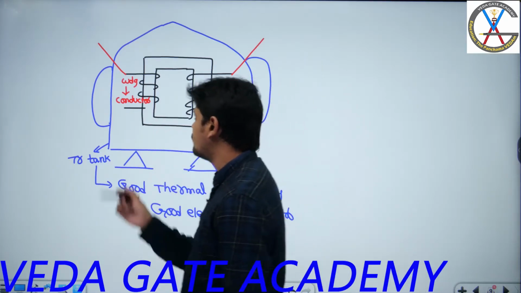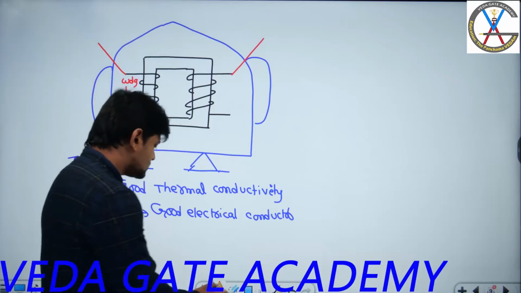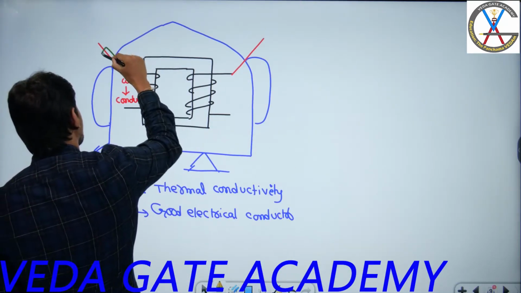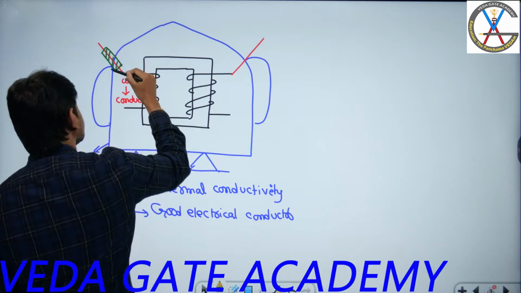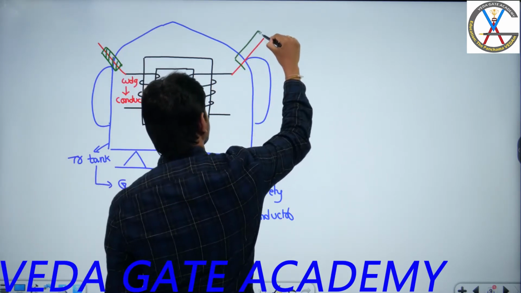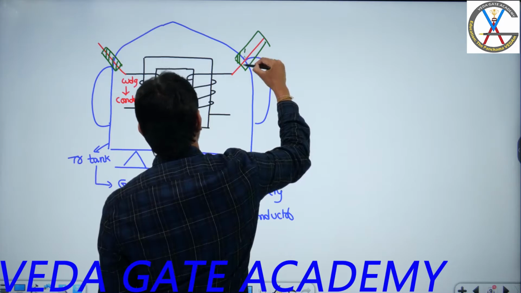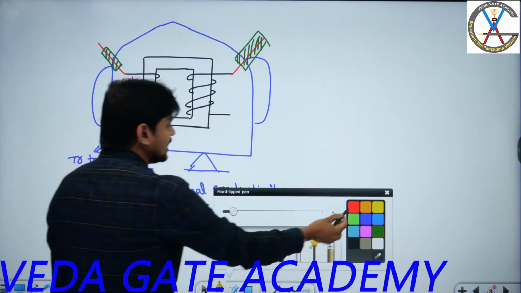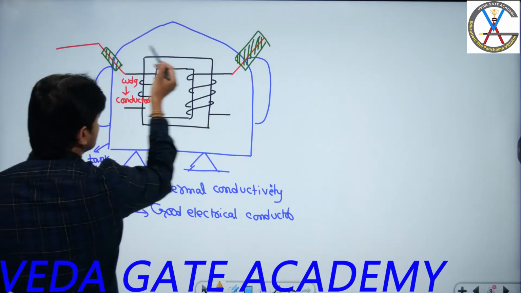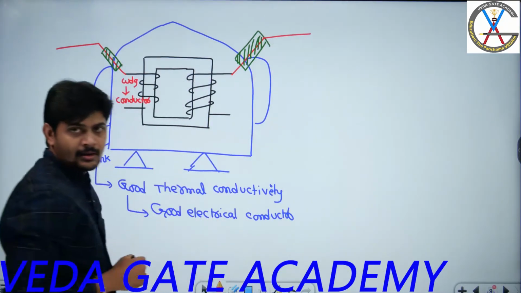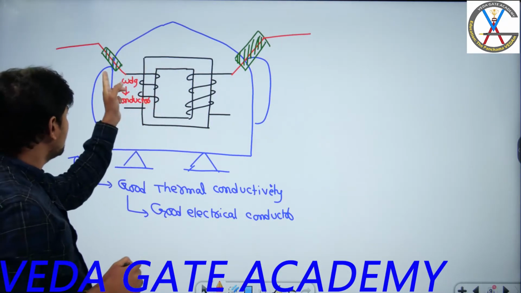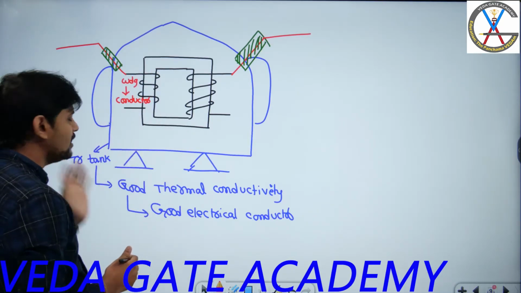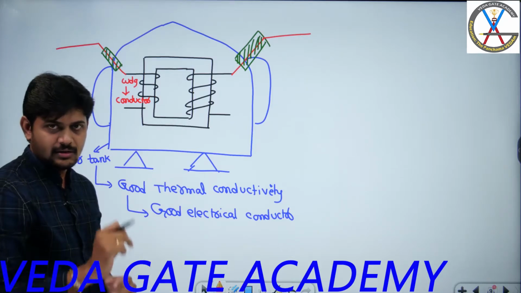So that is the reason I am going to provide insulation. Let me draw some insulation with a different color. So this is the insulation, and this is the insulation, right? And from these I can take the wires and connect them to either the source or the load, right? What is the purpose of these insulators? In order to isolate this winding and the transformer tank, right?